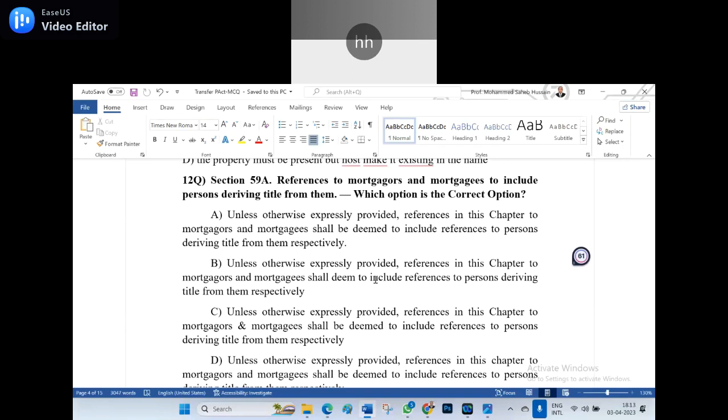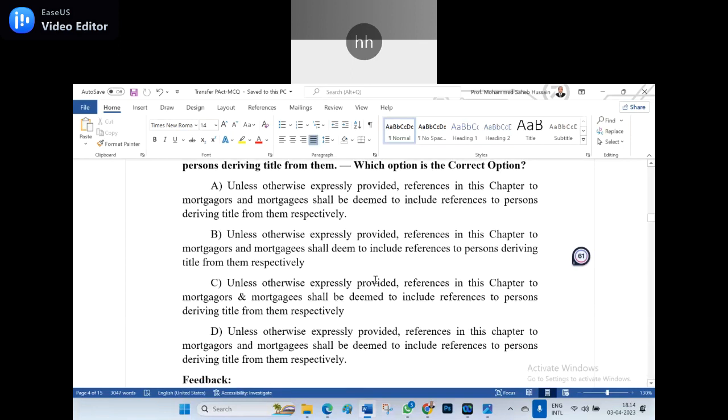C. Unless otherwise expressly provided, reference in this chapter to mortgagor and mortgagee shall be deemed to include the reference to the person deriving title from them respectively. D. Unless otherwise expressly provided, reference in this chapter to mortgagor and mortgagee shall be deemed to include the reference to persons deriving title from them respectively. A, B, C, D. Which one is the right answer?